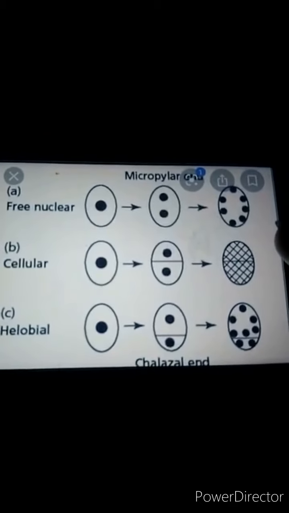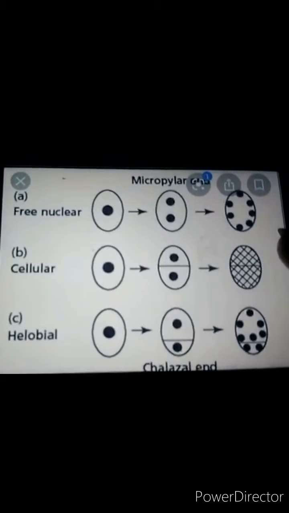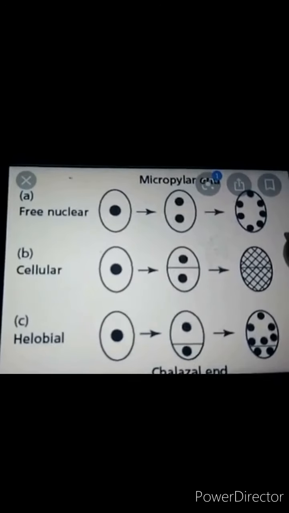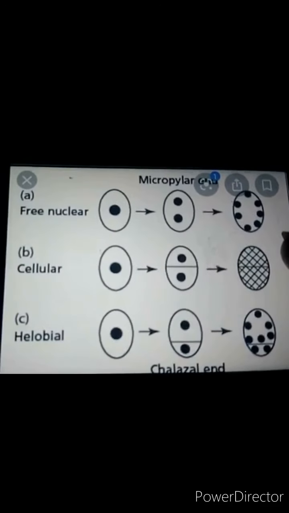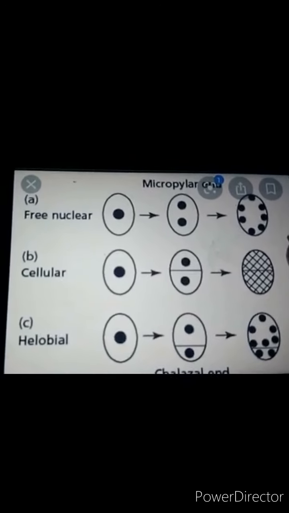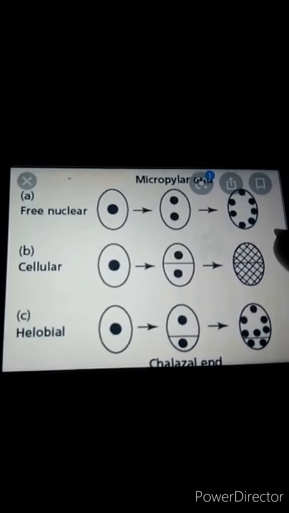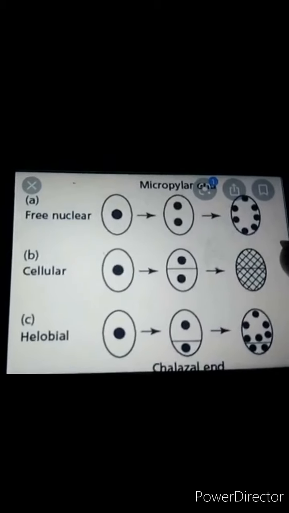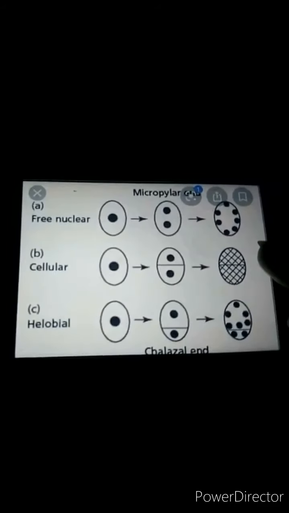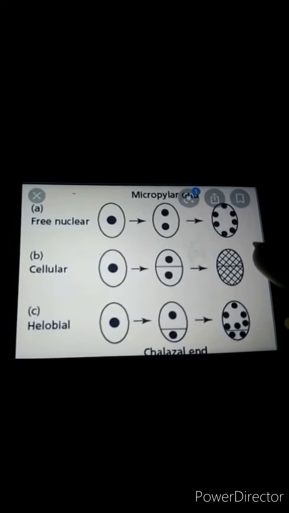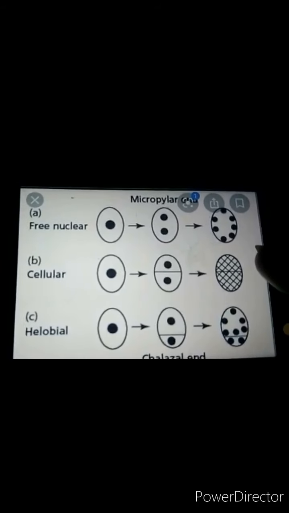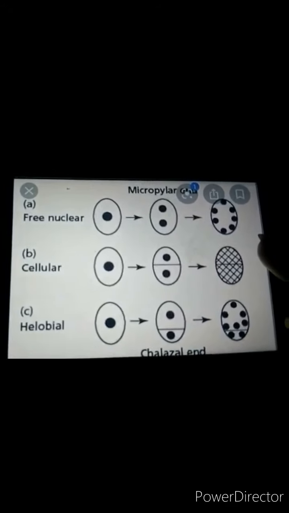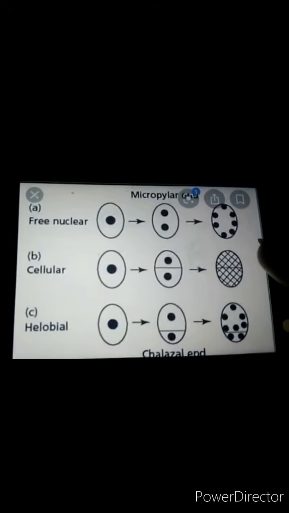Now endosperm is always formed or developed before the embryo development, because endosperm is a nutritive tissue and it provides nourishment to embryo. Now when you see, there are three types of development given in the figure: free nuclear, cellular and halobial type. Free nuclear means here the nuclei, that is the primary endosperm nuclei, is going to divide repeatedly.